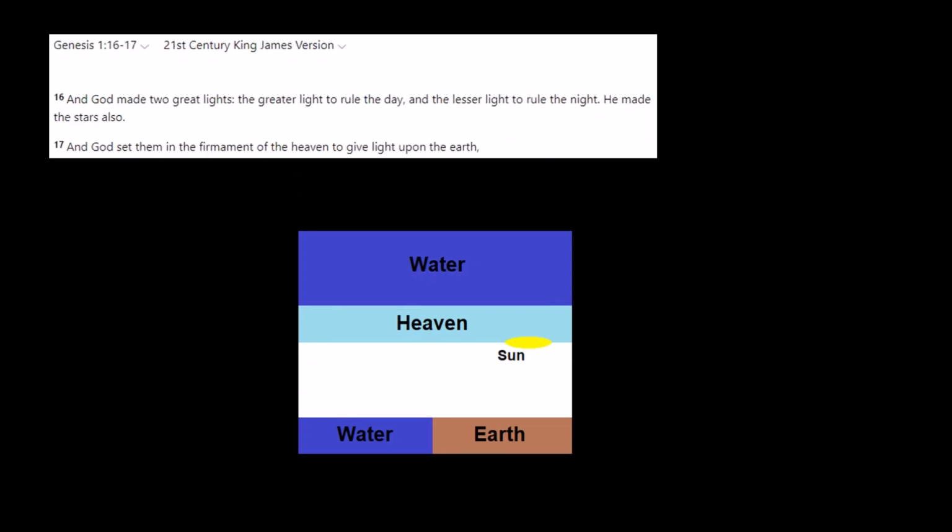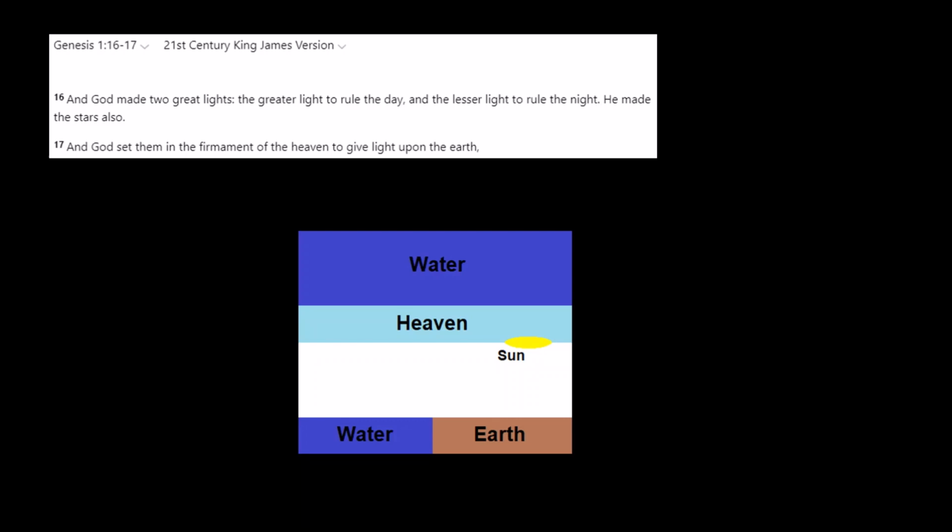And then finally, God makes the sun, moon, and stars, and he places them at the bottom of heaven, so they're visible on earth. And God made two great lights, the greater light to rule the day, and the lesser light to rule the night. So that are the sun and the moon. He made the stars also, and God set them in the firmament of the heaven to give light upon the earth.